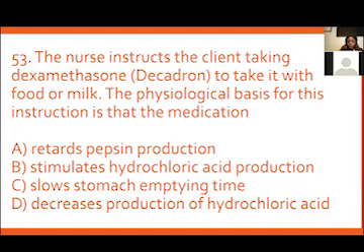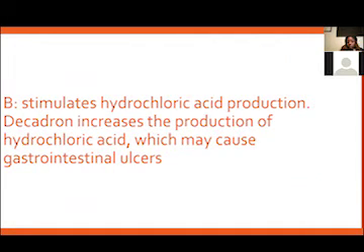So B, the answer is stimulate hydrochloric acid production. Decadron increases the production of hydrochloric acid, which may cause gastrointestinal ulcers. So think of this. The stomach is very, very acidic. And so when the stomach is acidic, then it can cause a lot more ulcers in the stomach.